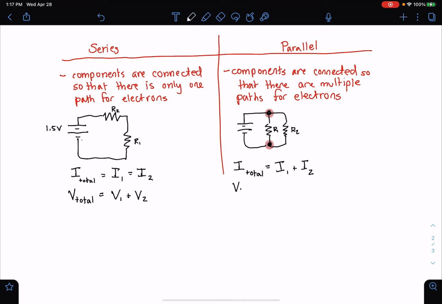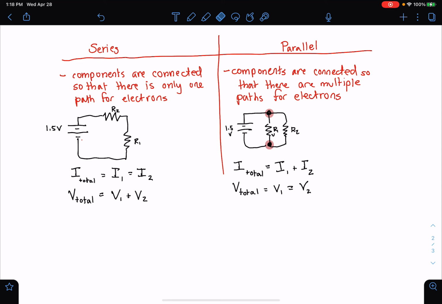So the total voltage is equal to the voltage across the first resistor, which is equal to the voltage across the second resistor. So if this is 1.5 volts, this will also have a voltage of 1.5, and this will also have a voltage of 1.5. Okay?